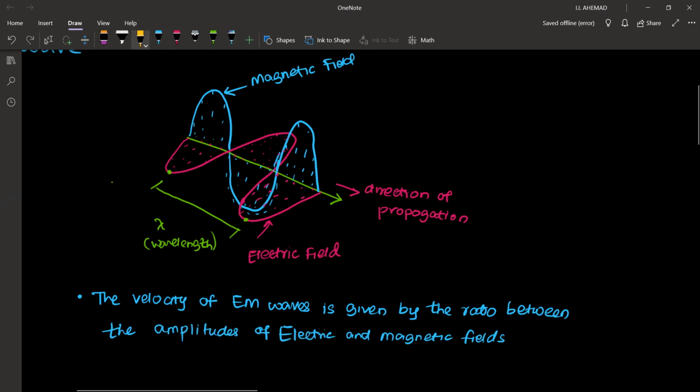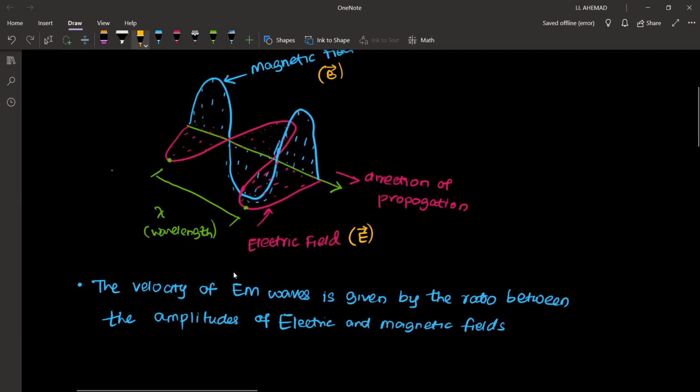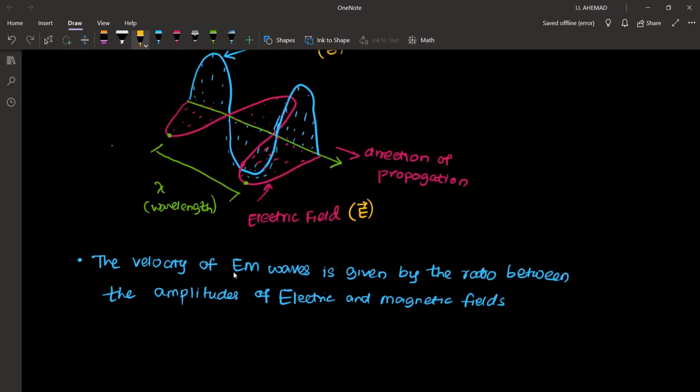For electric field, we use the letter E. E with an arrow will show you electric field. And for magnetic field, we use B. And we use the letter C for the speed of electromagnetic waves. Then C is equal to E naught over B naught. So this is the amplitude, right? The maximum distance from this axis, that is the amplitude. So C is equal to E naught over B naught.